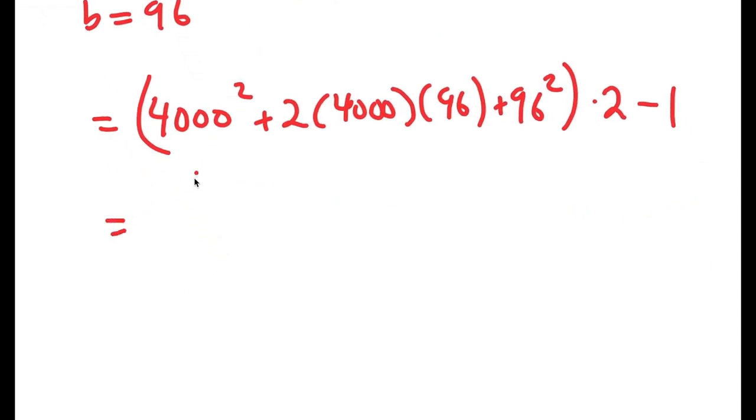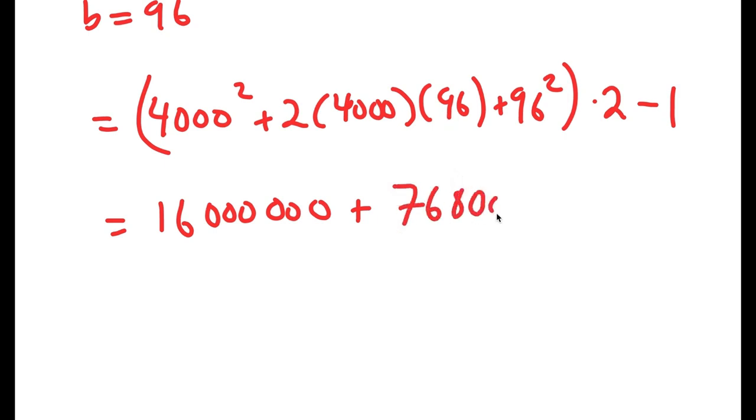Now, 4,000 squared is equal to 16 million. 2 times 4,000 is 8,000, and 8,000 times 96 is equal to 768,000. And now I have this plus 96 squared, which is equal to 9,216. And all of this I have times 2 minus 1.